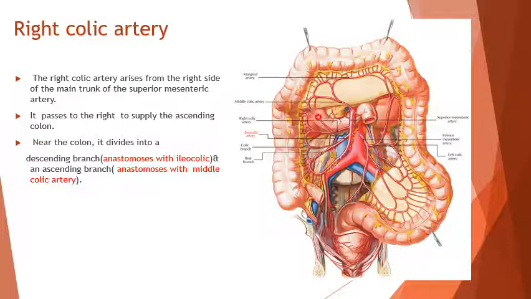So the ascending branch anastomoses with the left branch of the middle colic artery, and this descending branch anastomoses with the superior branch of the ileocolic artery. So this anastomosis is occurring between all these arteries. See, the middle colic artery divides into a right branch and a left branch, while the right colic and the ileocolic divide into a superior or ascending branch and a descending branch, and they are anastomosing with each other.